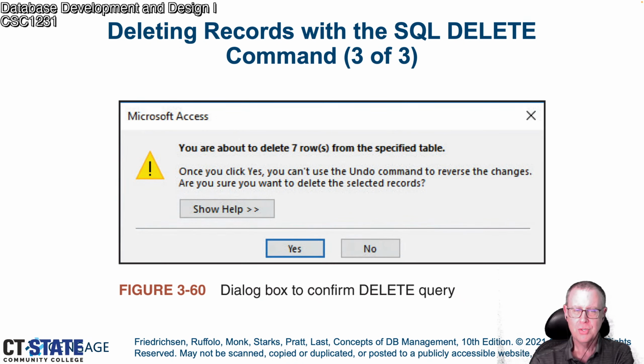Access tries to stop you from deleting stuff too quickly, so you may get a pop-up like this to say that you're going to delete 7 rows, and is that really what you want to do?